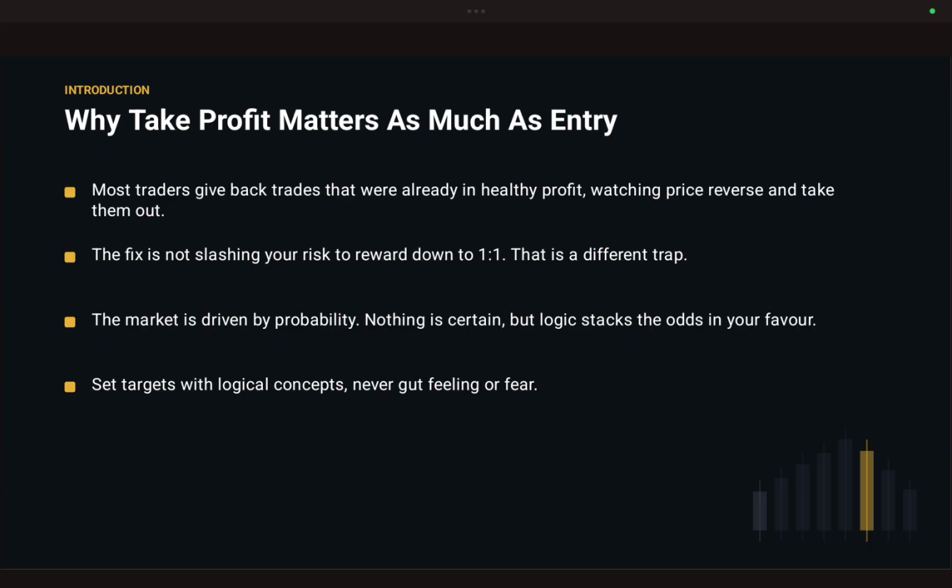The market is driven by probability. Nothing is certain, of course. This market is probability based, but logic stacks the odds in your favor when you set your take profit levels using these concepts I'm going to discuss now. When you set your target with a logical concept, you don't use fear or feeling. Let's get right into it.